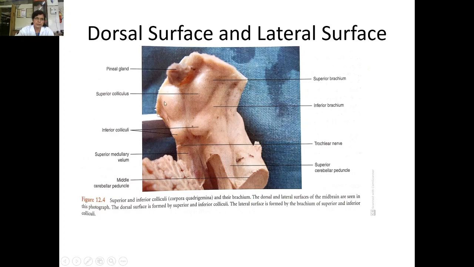So the dorsal surface of the midbrain presents four eminences, and these elevations are arranged in pairs, the superior pair and the inferior pair. The elevations in the superior pair form the right and left superior colliculi, and the elevations in the inferior pair are the inferior colliculi. These four together, the two superior colliculi and the two inferior colliculi, are called the corpora quadrigemina or quadrigeminal body.